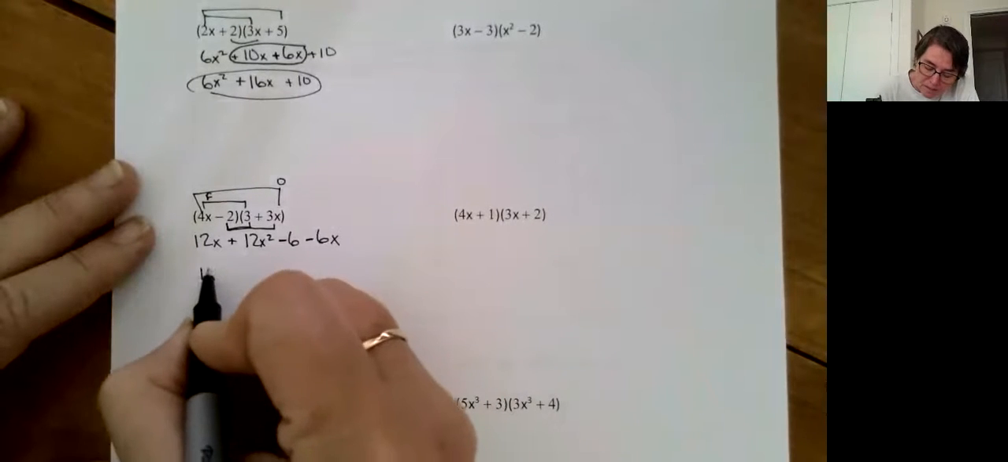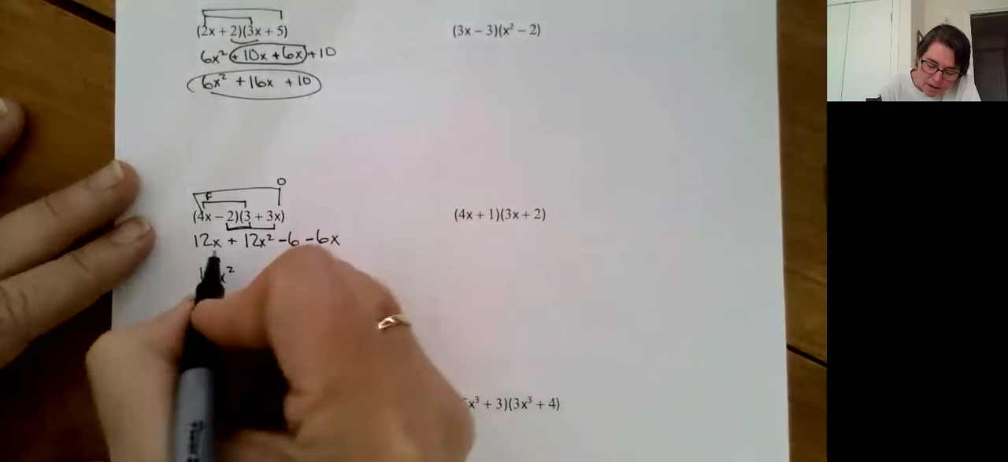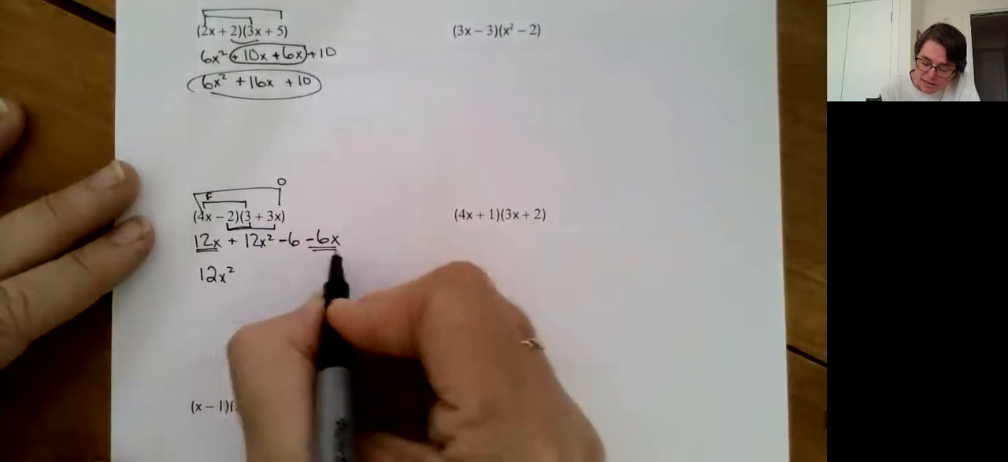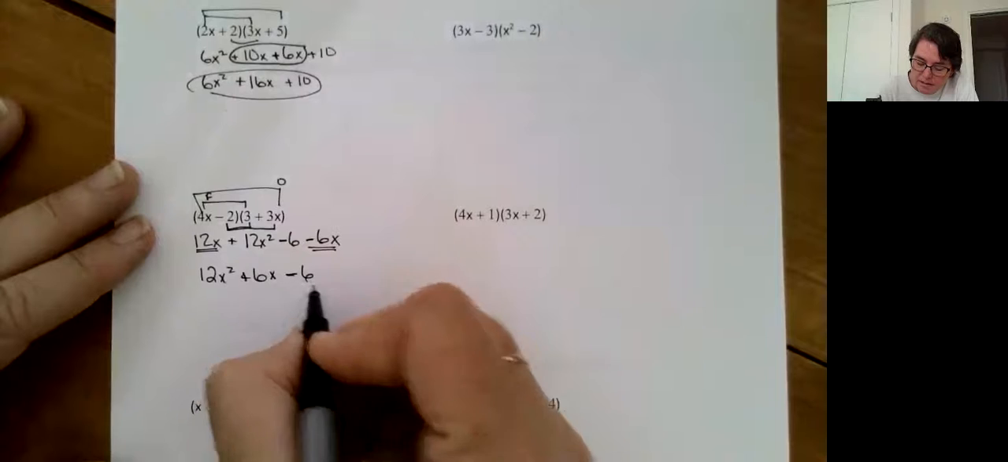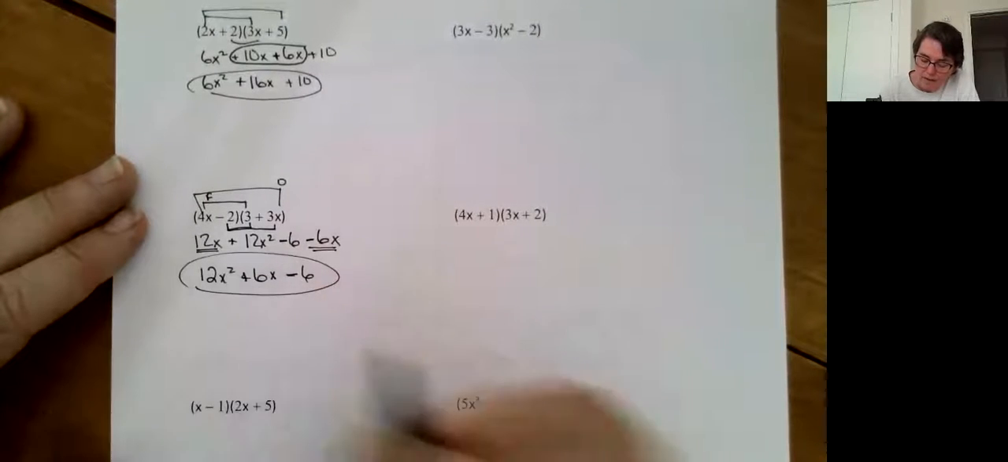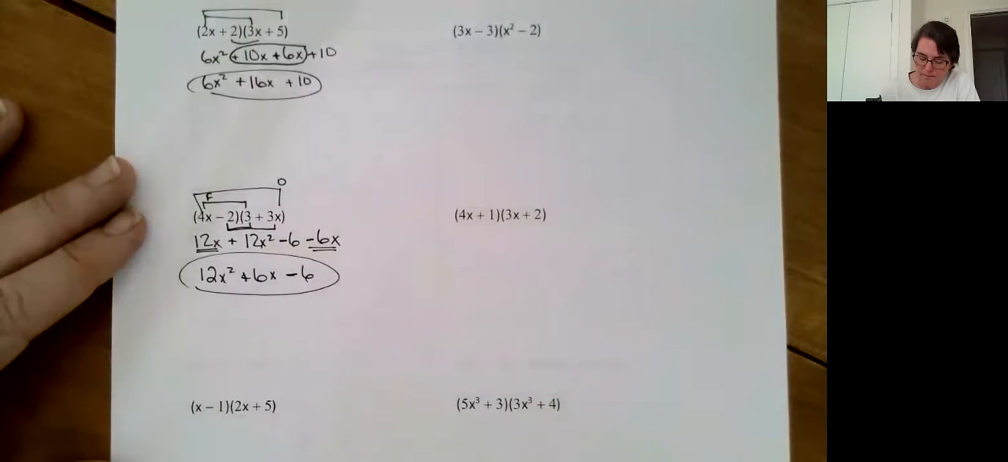I'm going to finish up though. 12x squared. Now I've got 12x there and minus 6x there, so that's going to give me plus 6x minus 6. And there we go.